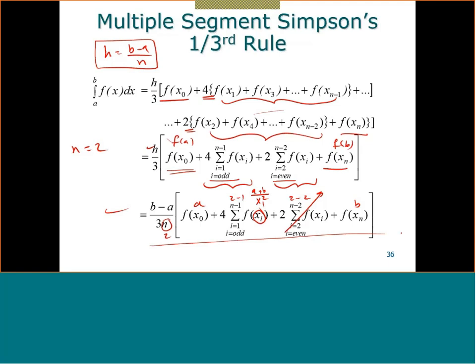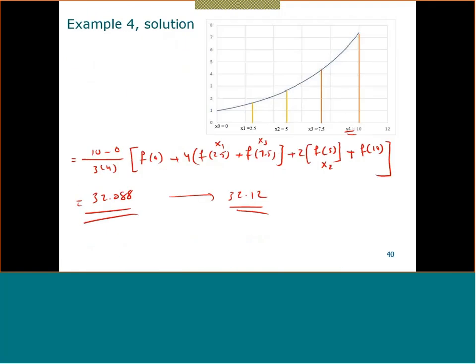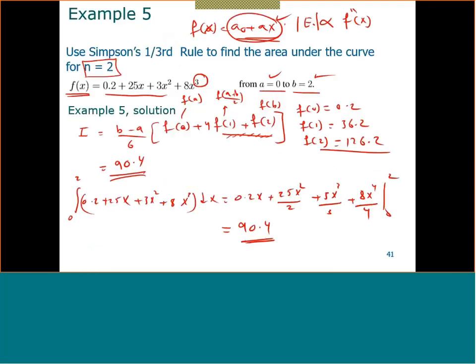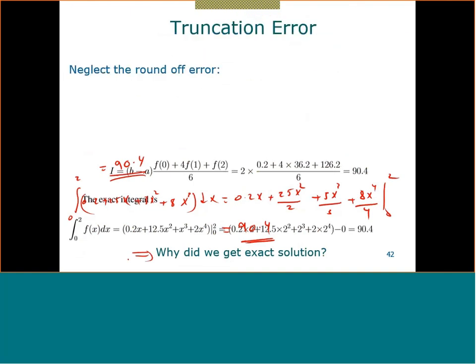So this is the general formula. If n is equal to 2, the previous formula we have is just a special case of it. It's exactly the same formula, and you can apply it for anything. Now we want to understand why we get an exact solution here.